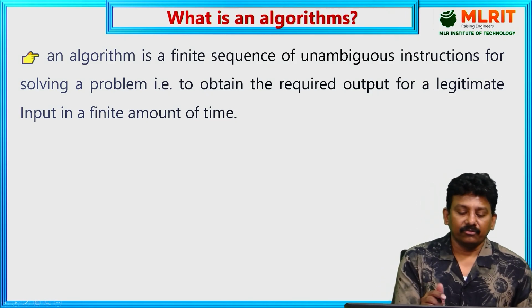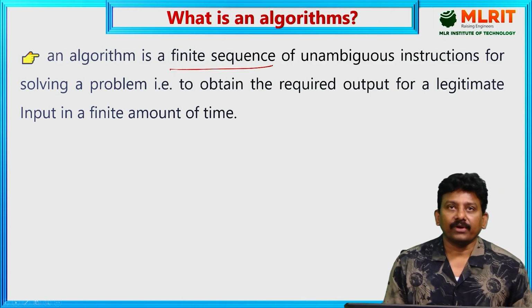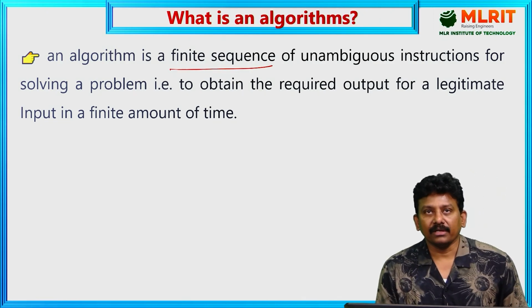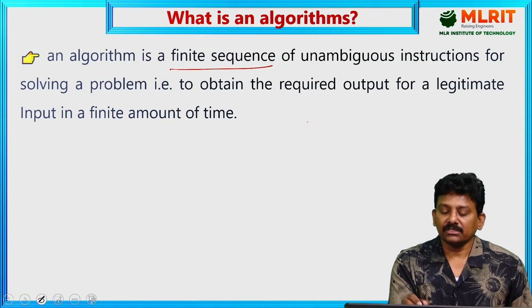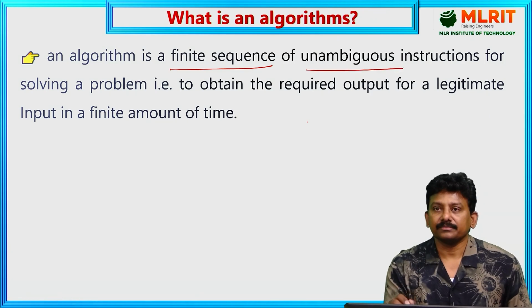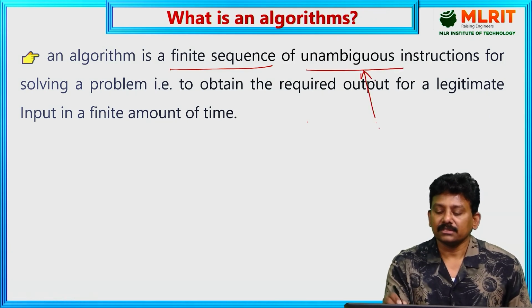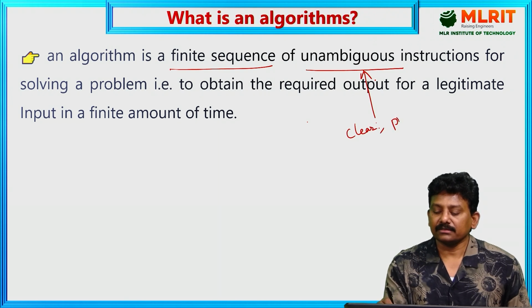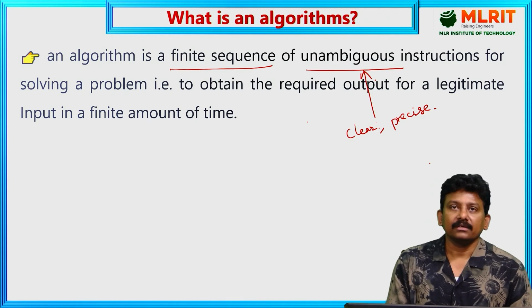Here, finite sequence means there are a finite number of steps in the algorithm. The algorithm should contain a finite number of steps. The steps, also known as instructions, should be unambiguous. Unambiguous means should be clear and precise.